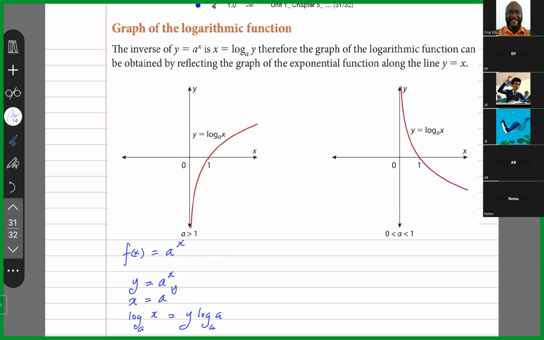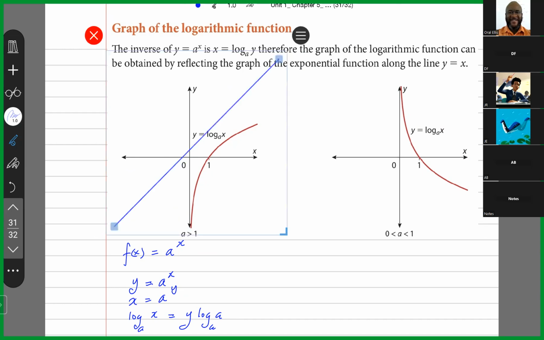So the inverse of y is equal to a to the x is log to the base a of y. Therefore, the graph of the logarithmic function can be obtained by reflecting the graph of the exponential function along the line y is equal to x. So that's something that you might not remember from CSEC, that the graph of an inverse of a function is the reflection of the graph in the line y is equal to x. So the line y is equal to x is a line that looks like this.